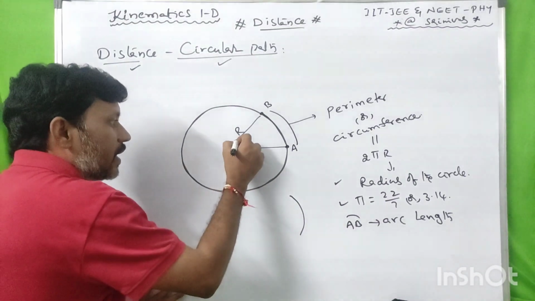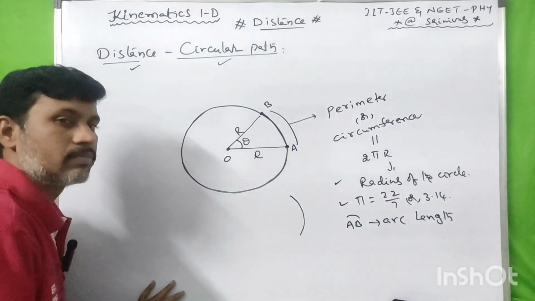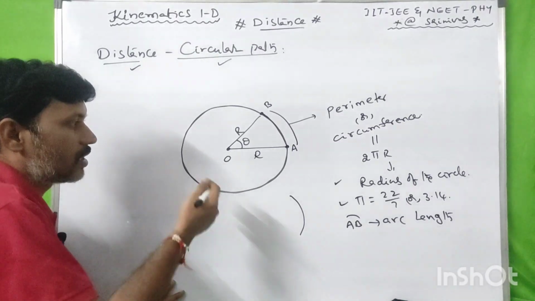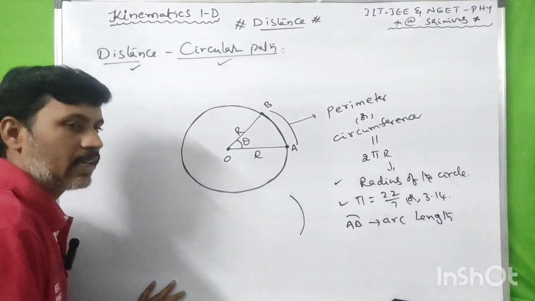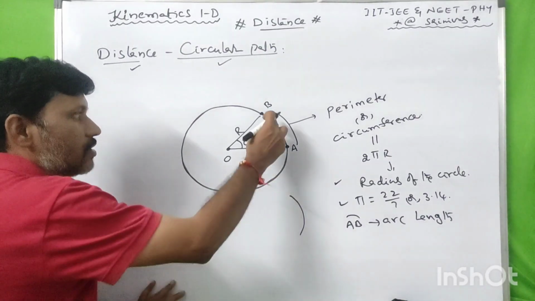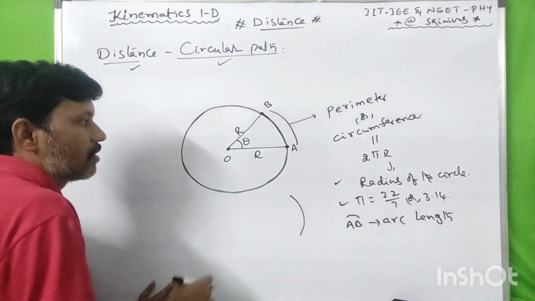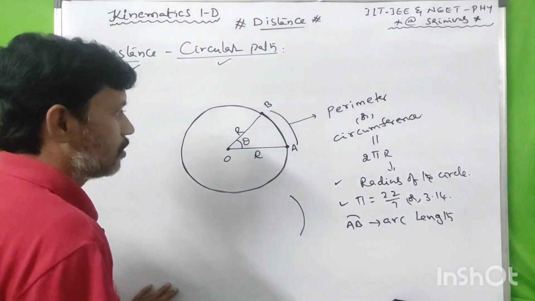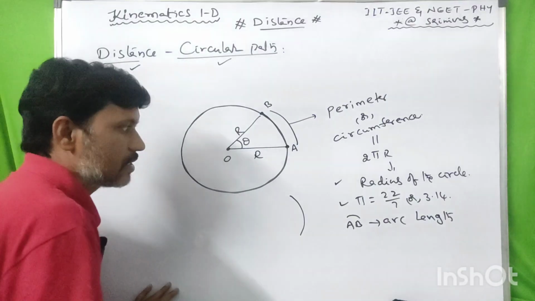And if it takes any angle theta here, that is actually the angular displacement when we are talking about a circular path. But here let us take the angle theta. This is the minor arc, and this is the major arc. Whatever it may be, that is the other concept. So from A to B, we can call it an arc.